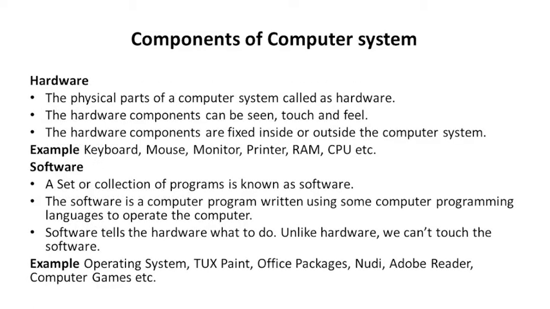First one, hardware. What is hardware? The physical part of a computer system is called hardware. Physical part is nothing but what we can touch, see and feel. Those are called physical parts, and those components are called hardware components. The hardware components are fixed inside or outside the computer system.